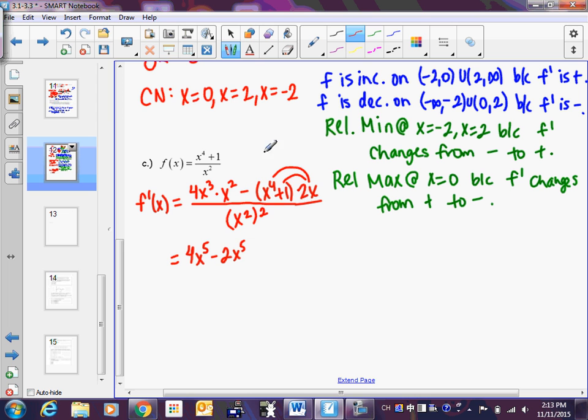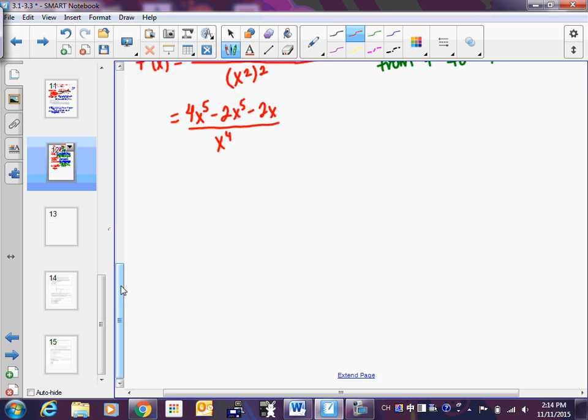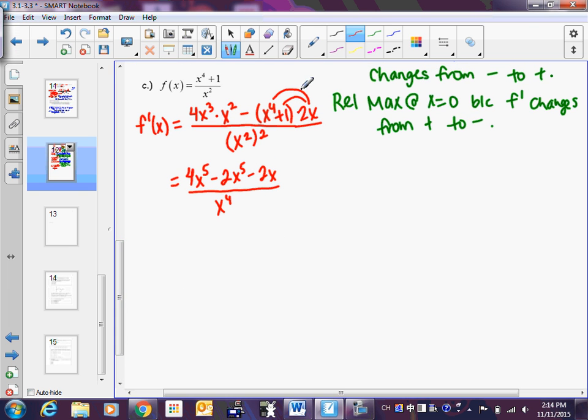And then again, minus 1 times 2x. That would be minus 2x. And in the bottom, squared is to the 4th. Okay, I got a couple of x to the 5th, so I can combine those. And really simplifying here is just going to make the next step easier, so you want to do it.